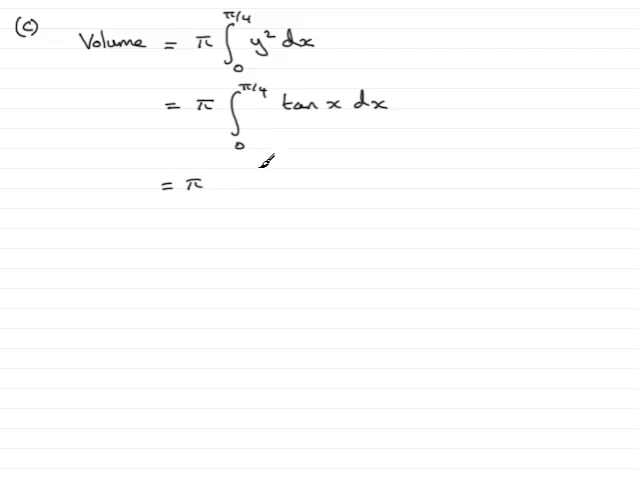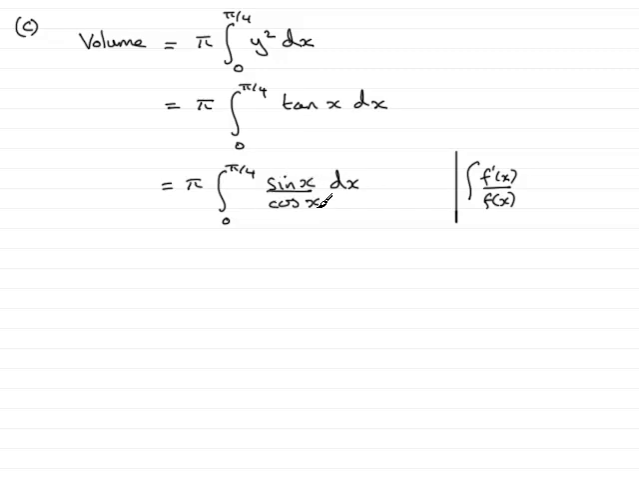Now, the integral of tan x, you should know this, but if not, I'll show you how it's done. It goes from 0 to pi over 4. Tan x is sine x over cos x, with respect to x. Now, we have a fraction here, and like all fractions, the first thing I do is check to see whether it is of the type f dash x over f of x. That is, is the top the differential of the bottom?